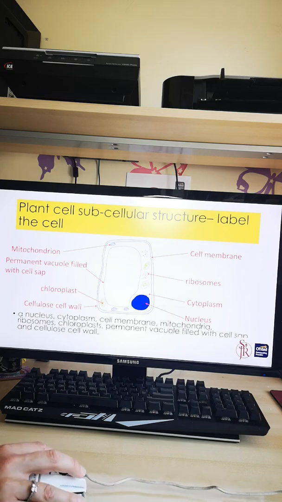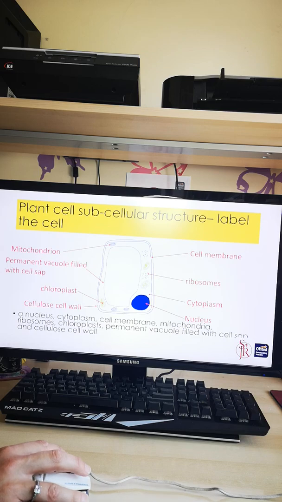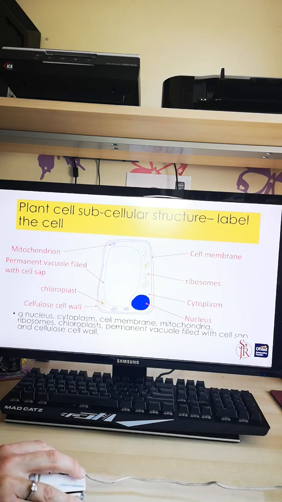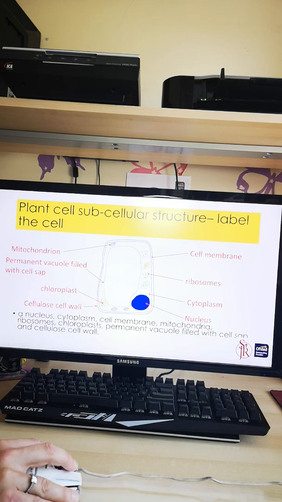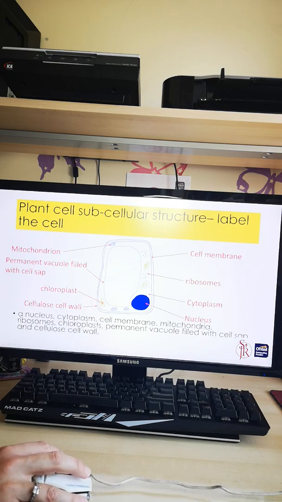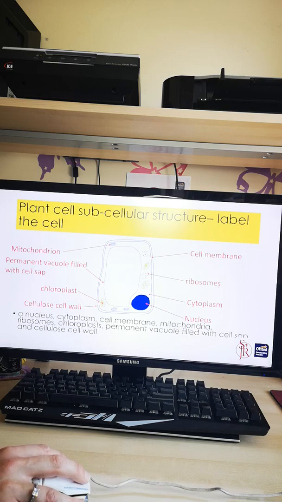So the nucleus, cytoplasm, ribosomes, cell membrane and mitochondria have exactly the same role in the plant cell as they do in the animal cell. So we just need to think about the roles of our new ones. But I'll do a quick recap through the others. So cell membrane, we said, controlled the movement of molecules into and out of the cell. Ribosomes were the site of protein synthesis.